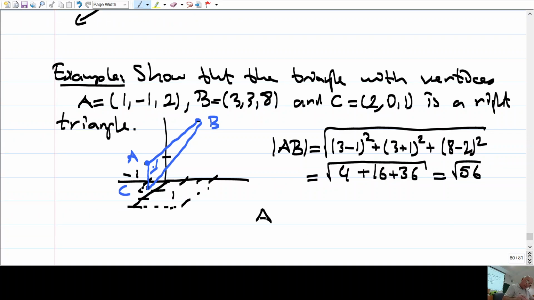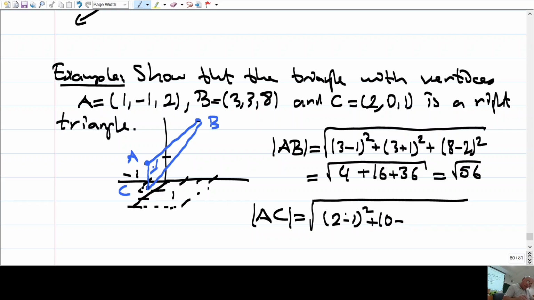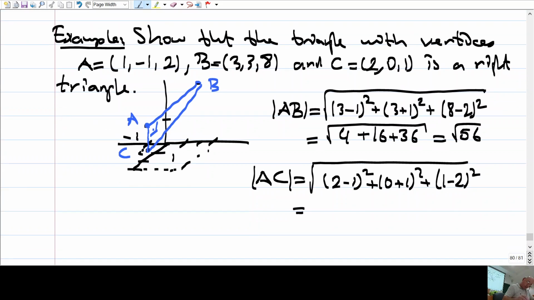What about AC? This distance AC. So 2 minus 1 squared plus 0 minus minus 1, so plus 1 squared, and 1 minus 2 squared. So what is this? 1, 1, and again 1, right? So square root of 3.